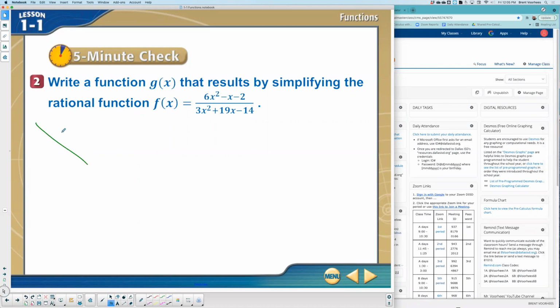Step 2 is the X method. So we're looking for factors of A times C, which happen to be -12, that add up to be our B value of -1.